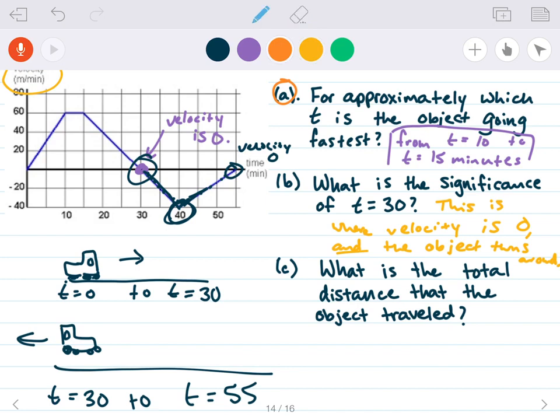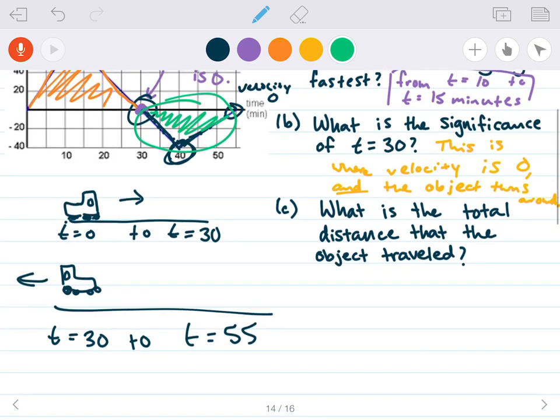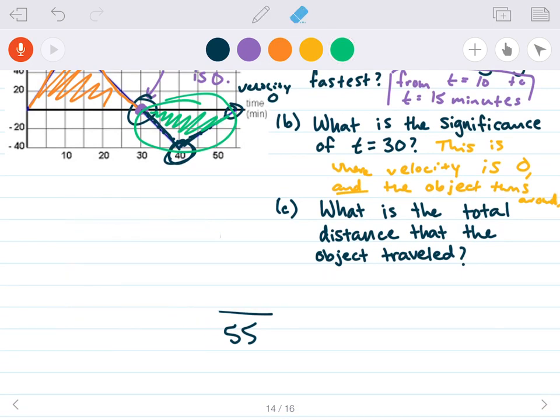We have this trapezoid right here. We can find the area under it. We have this triangle right here. We can find the area under it, and we can add up those areas to find the total distance traveled. Now, if this was a different question, if it said, what is the total change in position that the object traveled? Well, if that's the case, we have to make this a quote-unquote negative area to find the total change. But since it's asking for the total distance, we're just adding these areas up, and neither one of them we're counting to be negative. All right, so let's go ahead and do that.